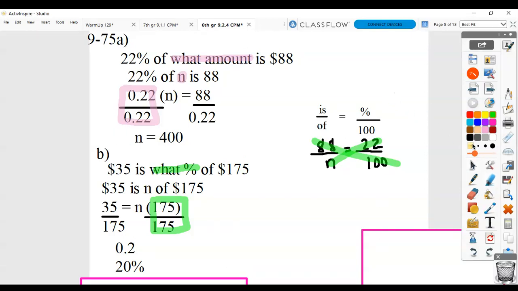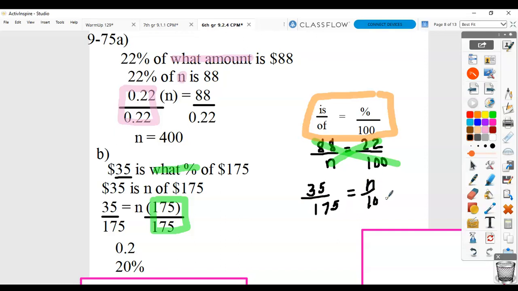If you were going to use this setup proportionally here, your is would be the 35. Your of would be the 175. Your percent would be the unknown over 100. Sorry, that's written a little bit messy, but basically you'd have 35 over 175 equals n over 100, and again, you would do your cross products and solve, and you'd get the same answer. The only difference is here you would get 20 right away because it's already set up as a percentage over 100.